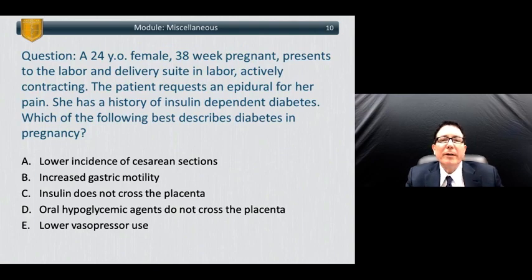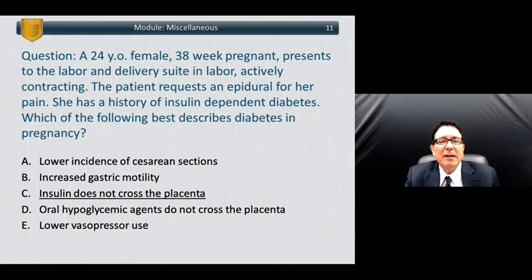Question. A 24-year-old female, 38 weeks pregnant, presents to the labor and delivery suite in labor, actively contracting. The patient requests an epidural for her pain. She has a history of insulin-dependent diabetes. Which of the following best describes diabetes in pregnancy? A. Lower incidence of cesarean sections. B. Increased gastric motility. C. Insulin does not cross the placenta. D. Oral hypoglycemic agents do not cross the placenta. E. Lower vasopressor use. The correct answer is C.